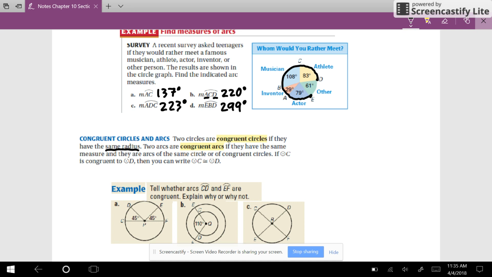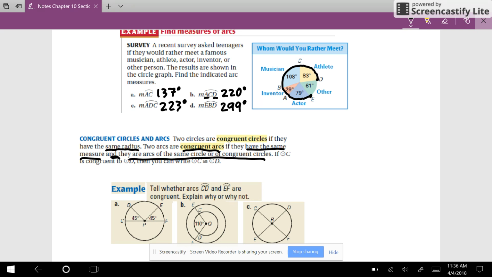Congruent arcs, 2 things have to be true for arcs to be congruent. They do have to have the same measure, that's part of it, but they have to have more than just that. They have to either be on the same circle, or if they're on 2 different circles, the circles have to at least be the same size. They have to be congruent circles. So they're arcs of the same circle or congruent circles.